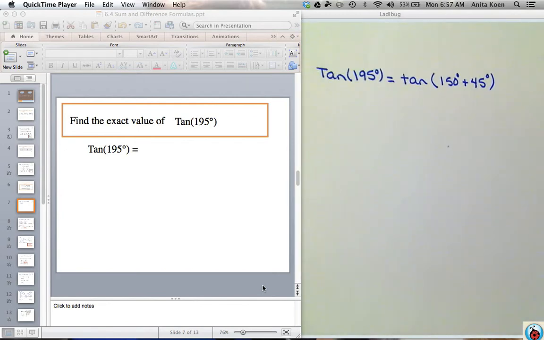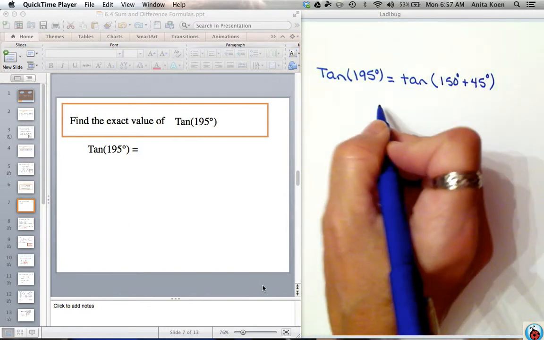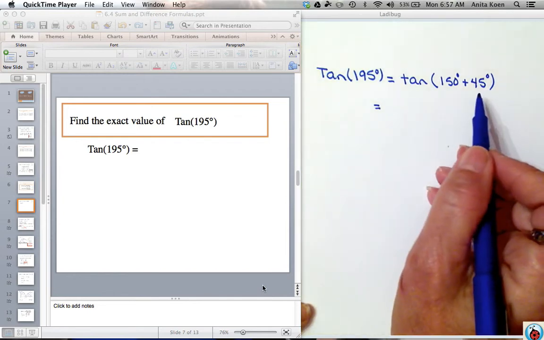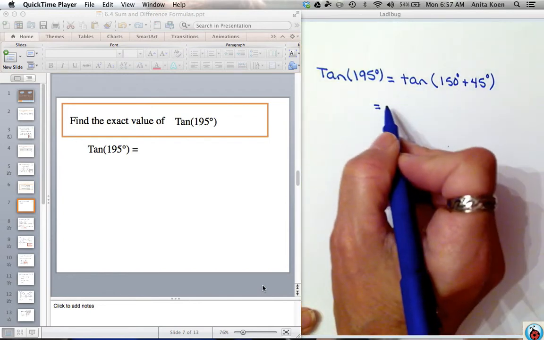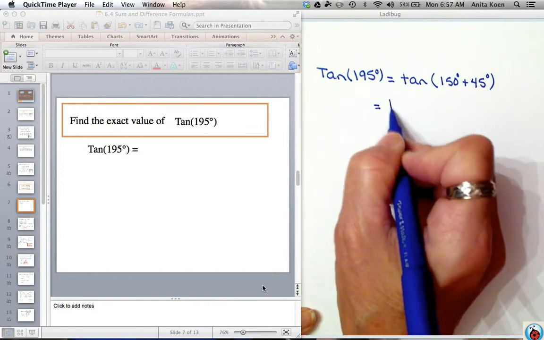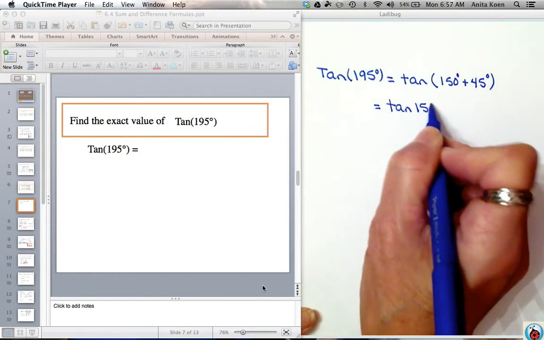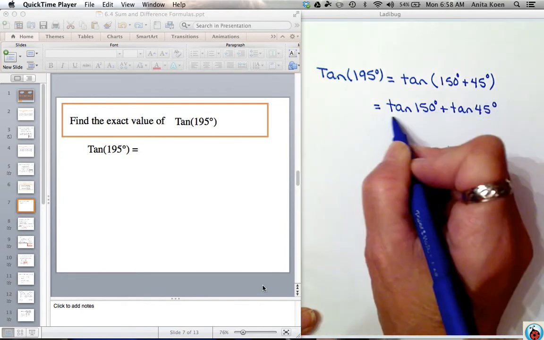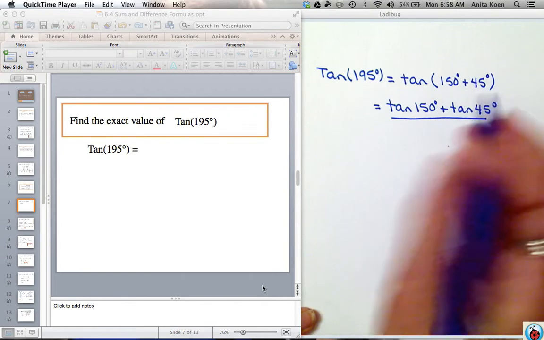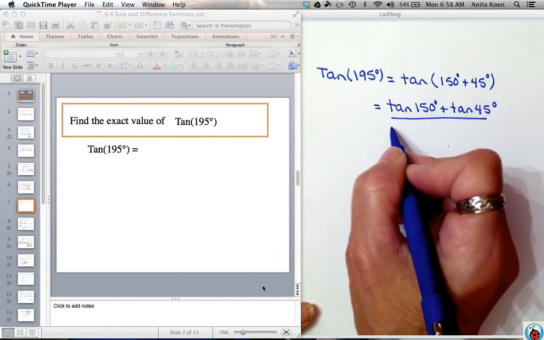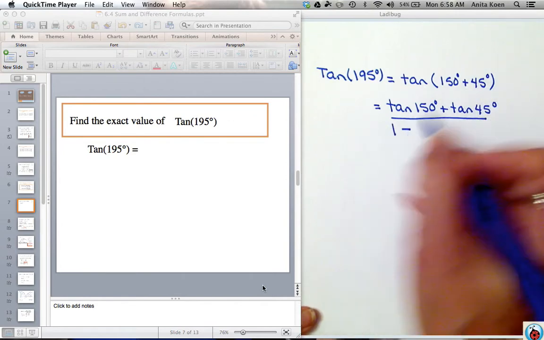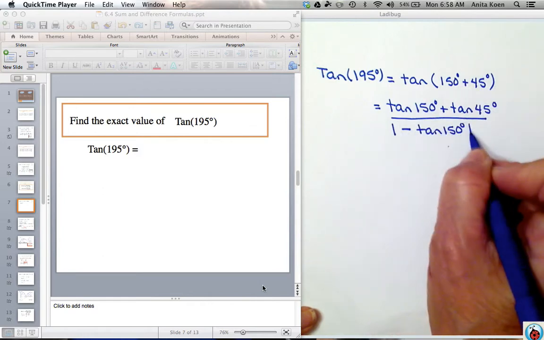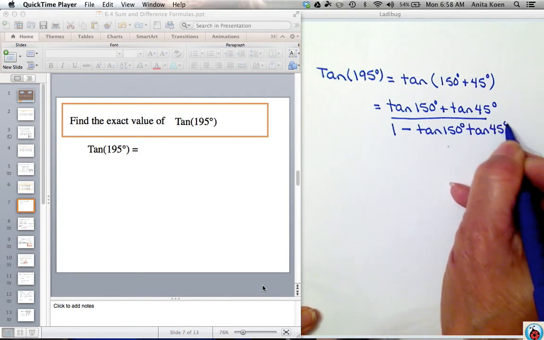So the next thing that I'm going to do here is rewrite my tangent of 195 using 150 and 45 and my tangent formula for the sum of the tangent. So I'm going to say the tangent of 150 plus the tangent of 45, because for the numerator I'm going to use the same sign. And then on the bottom, 1 minus, because it's always the opposite, the tangent of 150 times the tangent of 45.